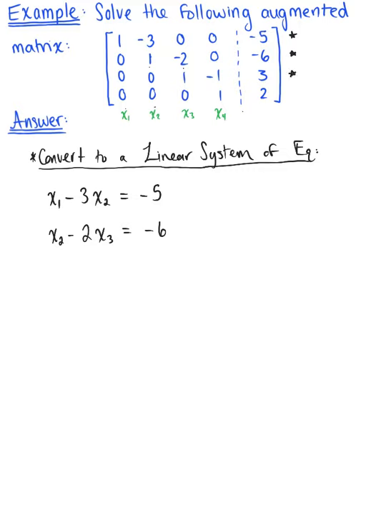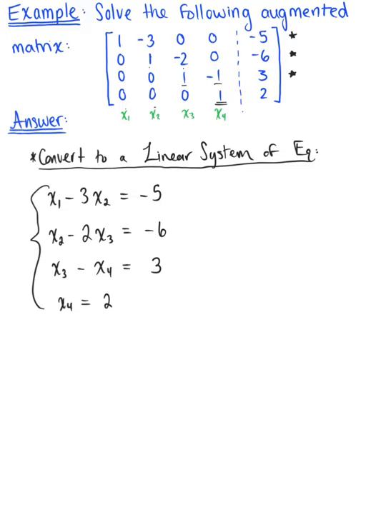Moving on to equation 3, we see that we only have the x sub 3 and x sub 4 terms. So our third equation is defined as x sub 3 minus x sub 4 is equal to positive 3. And then last but not least, equation 4, we only have the x sub 4 term, which is equal to 2.